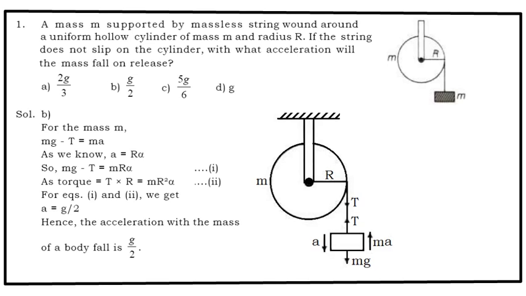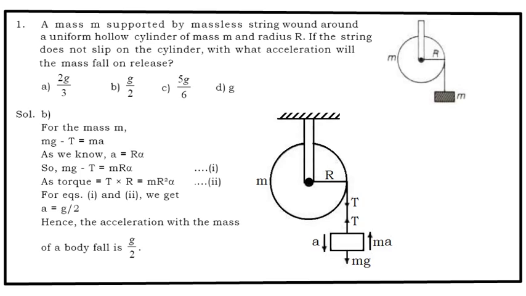Come back to the cylinder. Now what is the torque produced on the cylinder? Torque produced on the cylinder is the force acting on the cylinder and the perpendicular distance between the line of action of force and the point of rotation. So T into R is your torque produced. Now there is one more formula for torque, that is I into α. It is a hollow cylinder, so I would be equal to mR². So I get T into R is equal to mR²α.